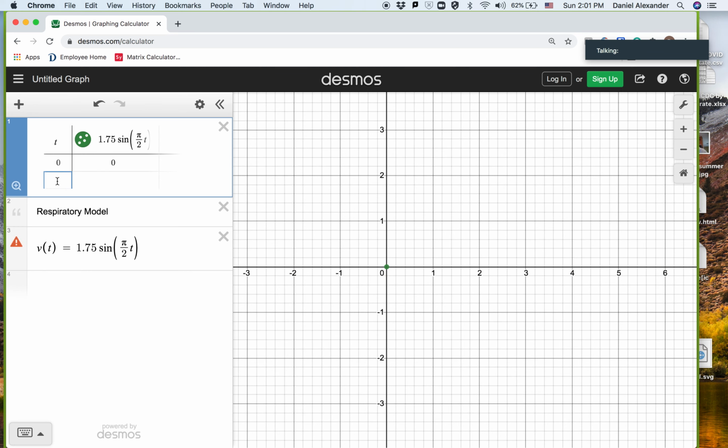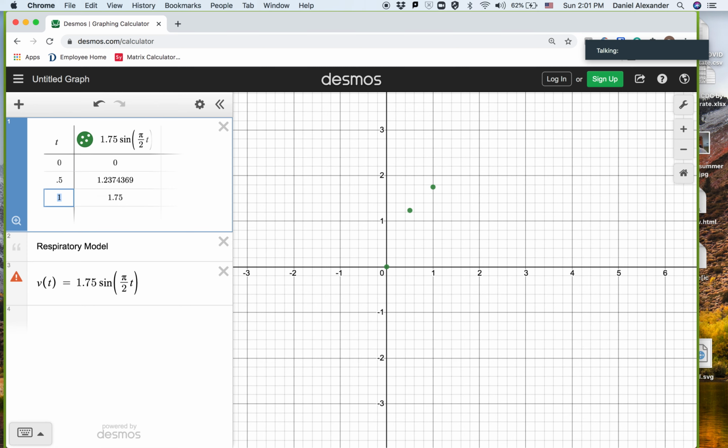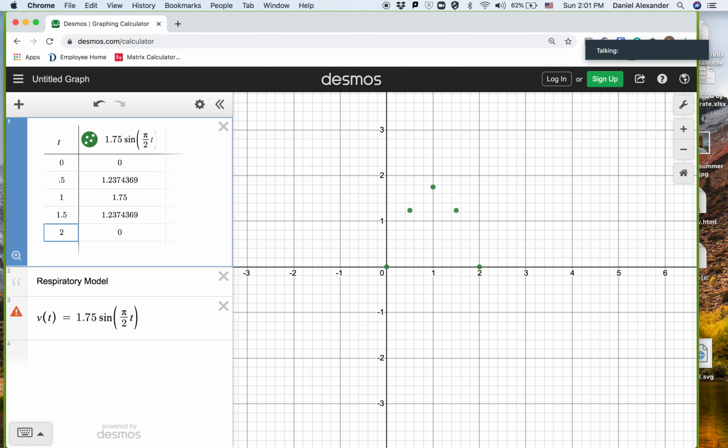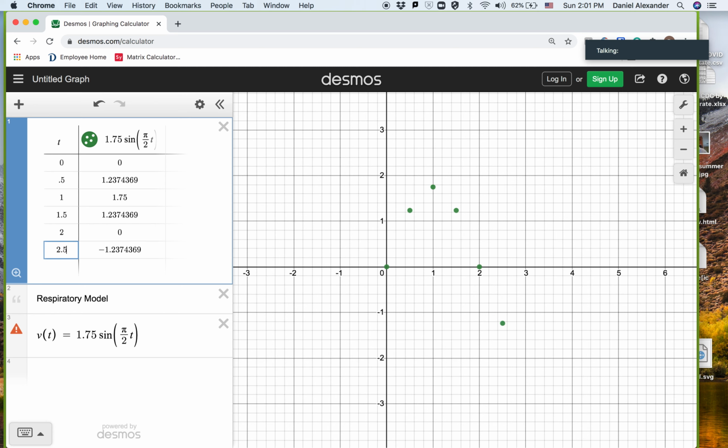Okay, then I'm going to see it at a half second. This means that I'm bringing in some air. At a full second, that's when I brought in not as much air as I'm going to bring, but the rate is quicker. And now I'm still bringing in air at 1.5 seconds, but I'm not bringing in as much. And then at 2, I can't bring in any more, so I'm about to exhale. Then at 2.5, I'm exhaling. So again, air is coming out. That's what the minus means.